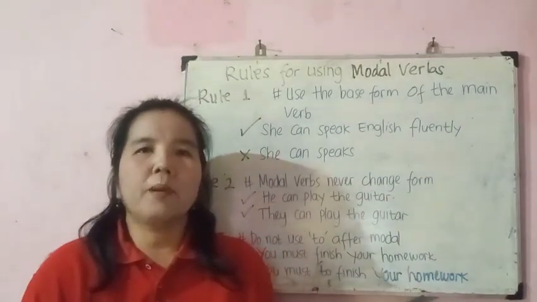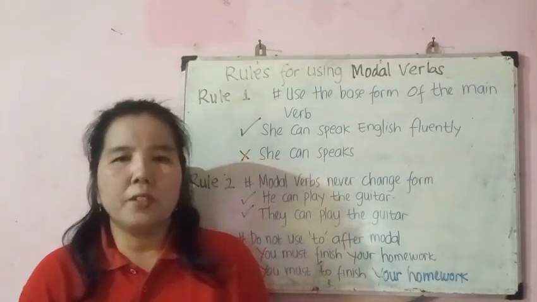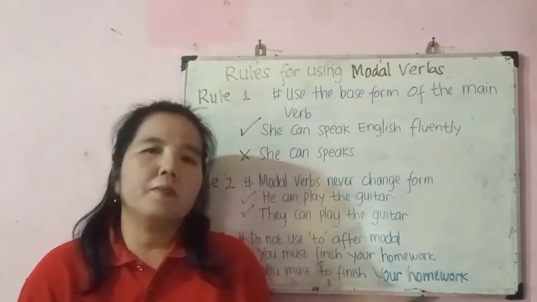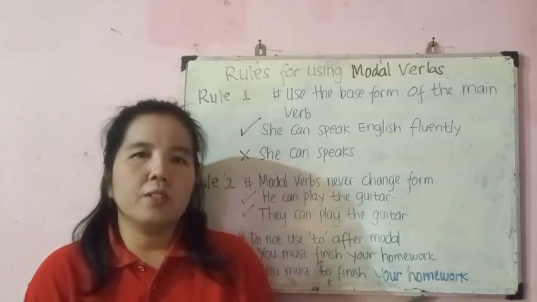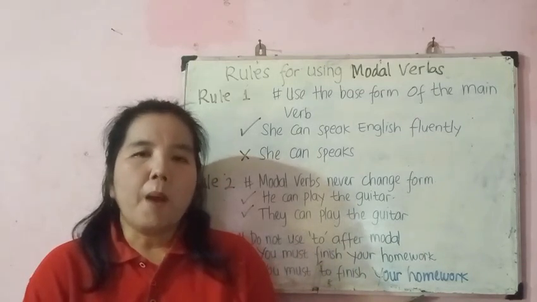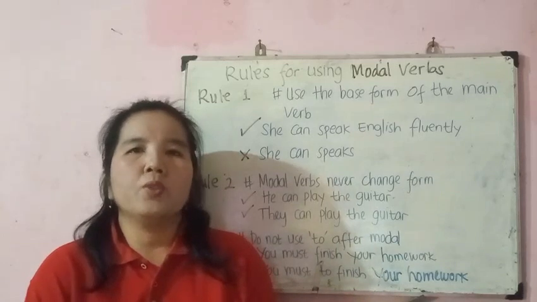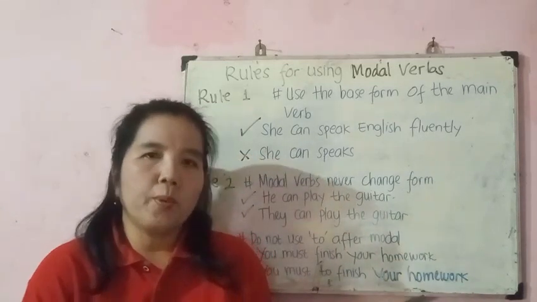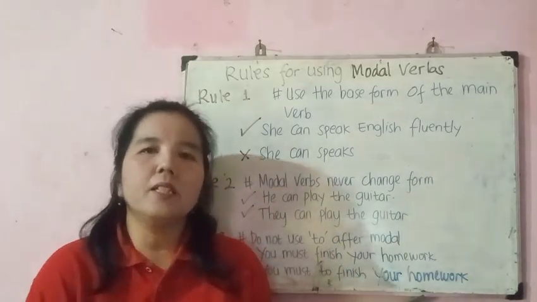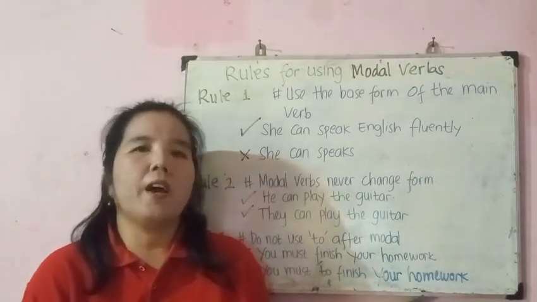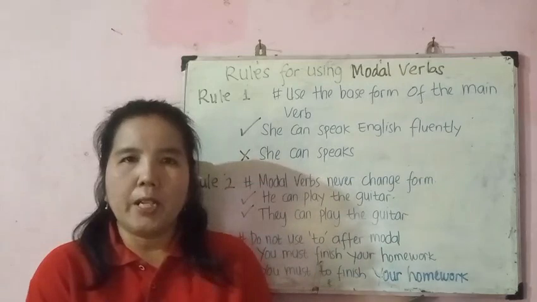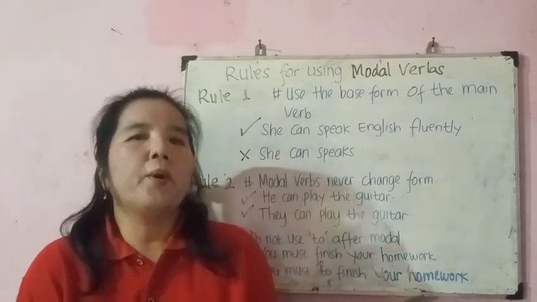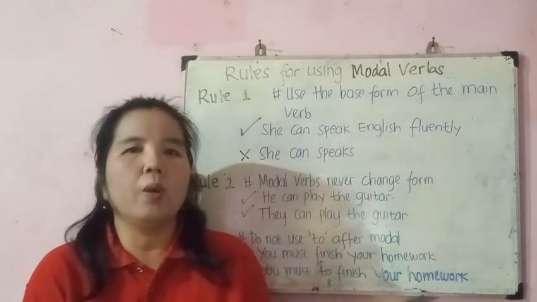Now, let's talk about the rules for using modal verbs in sentences. Modal verbs like can, could, will, would, shall, should, may, might, must, and ought to are used to express things like ability, permission, advice, necessity, and more. To use them correctly, there are some important grammar rules we need to follow.